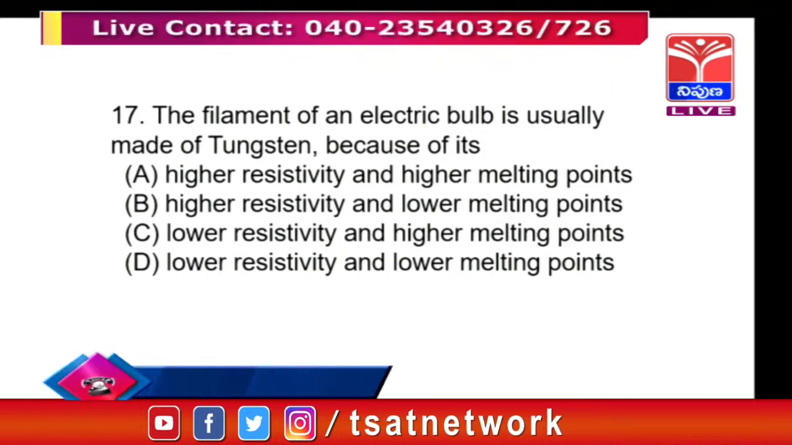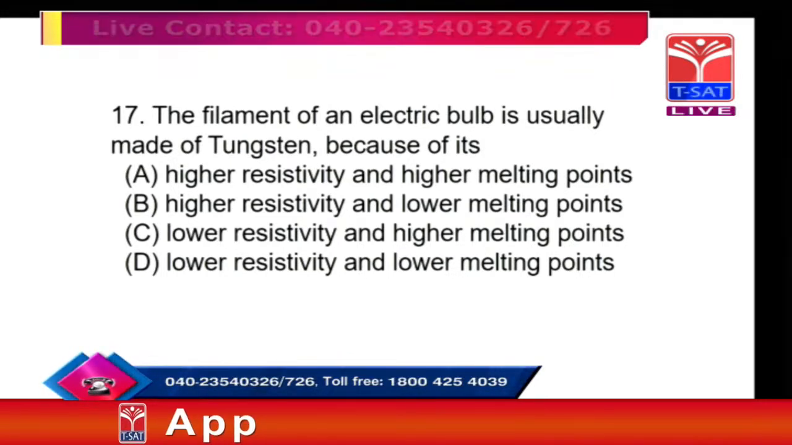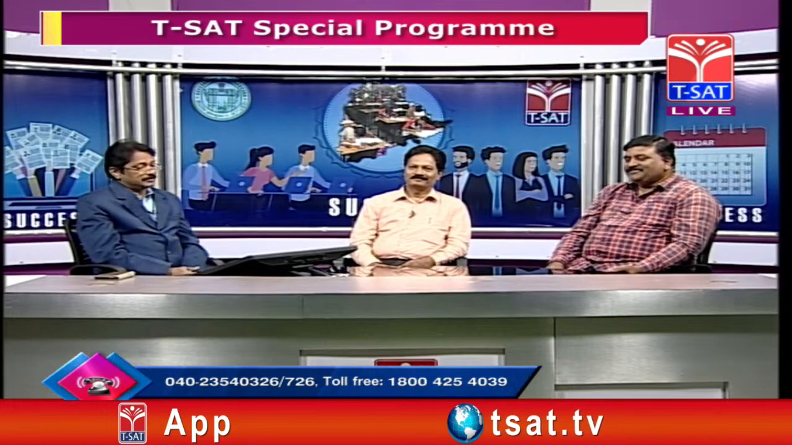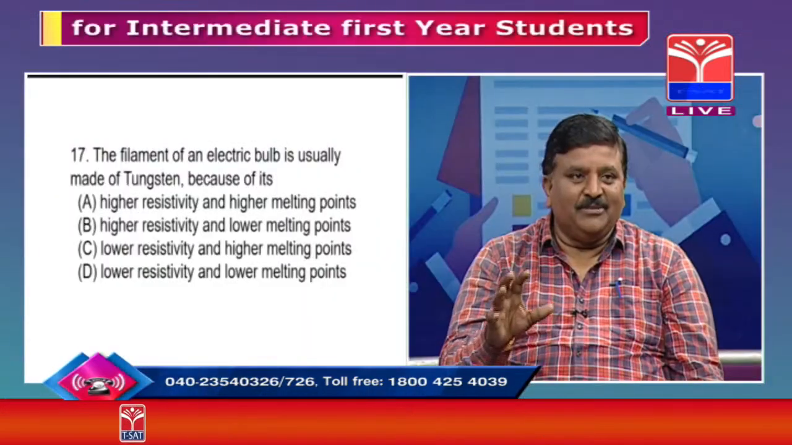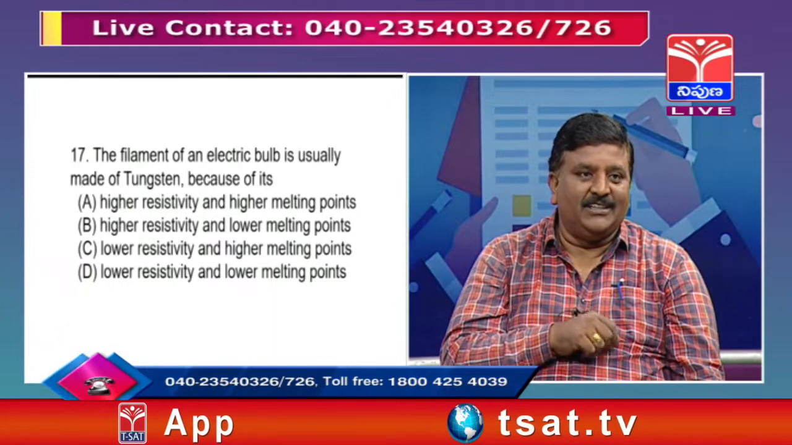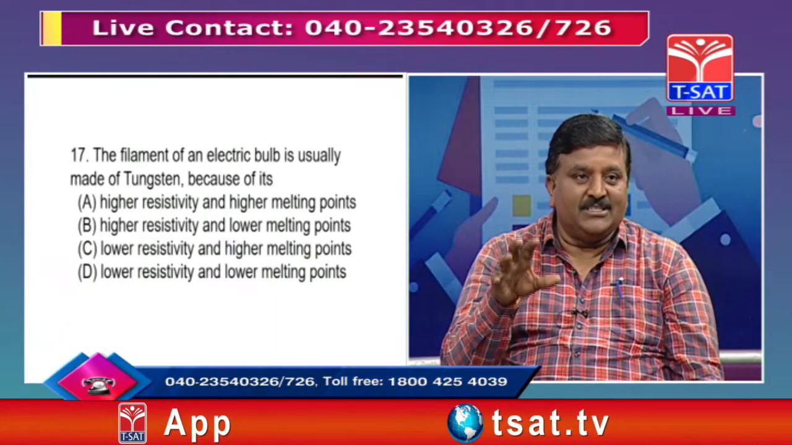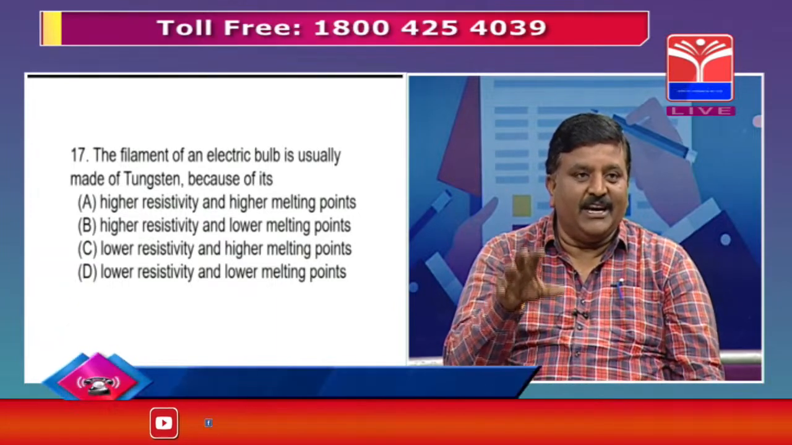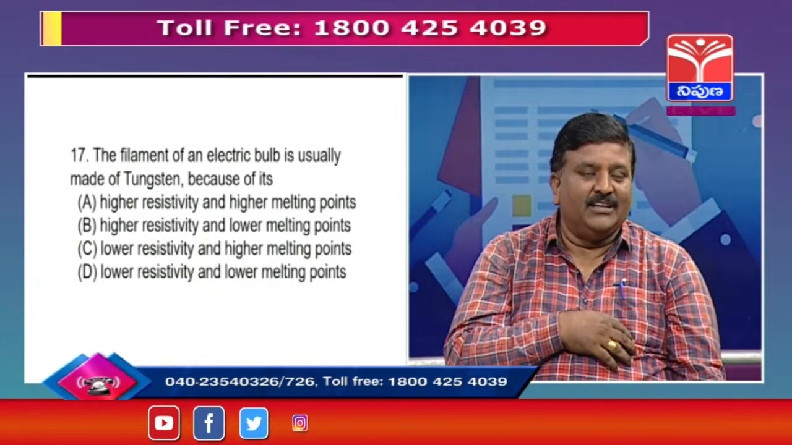Like true or false statements, resistivity and melting point based. A lot of confusion arises between fuse and tungsten. Children will get it generally. So generally the filament of the electric bulb is made of high resistivity and high melting point. Because of tungsten's nature, it has high resistivity and high melting point.